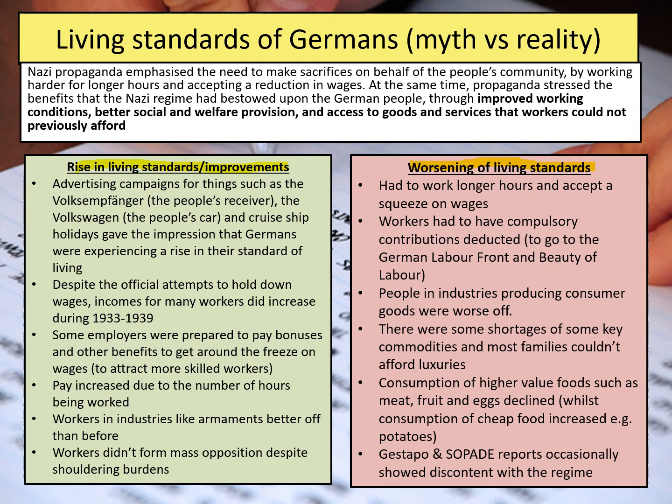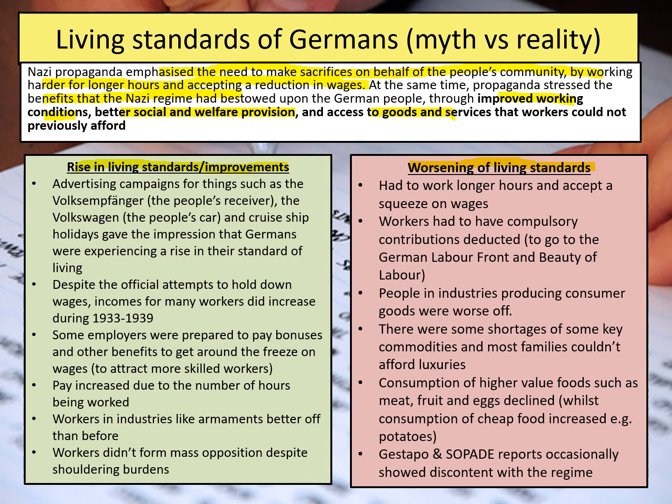So generally, just as an introduction, Nazi propaganda emphasised the need to make sacrifices on behalf of the people's community by working harder for longer hours and accepting a reduction in wages. But at the same time, they stressed that the Nazis provided lots of benefits to the German people through improved working conditions, because of something called the Beauty of Labour that we'll come back to later, better social and welfare provision, and access to services and goods that workers could not previously afford.